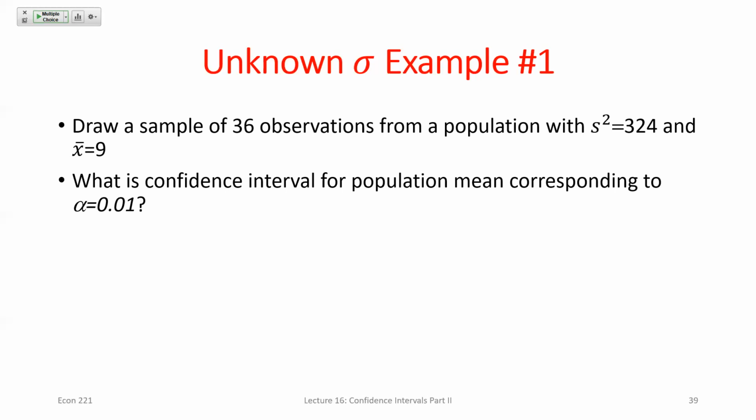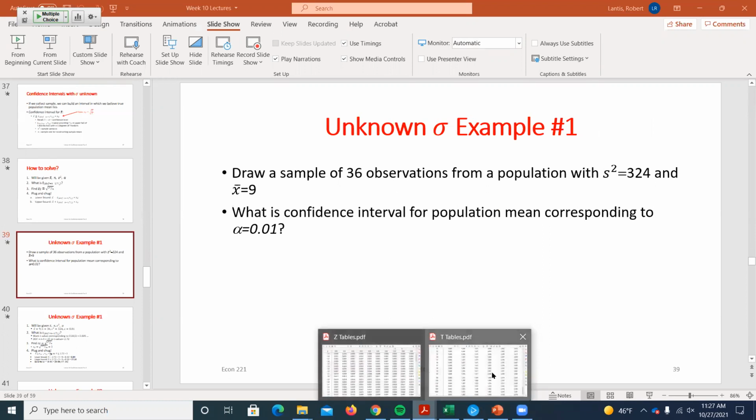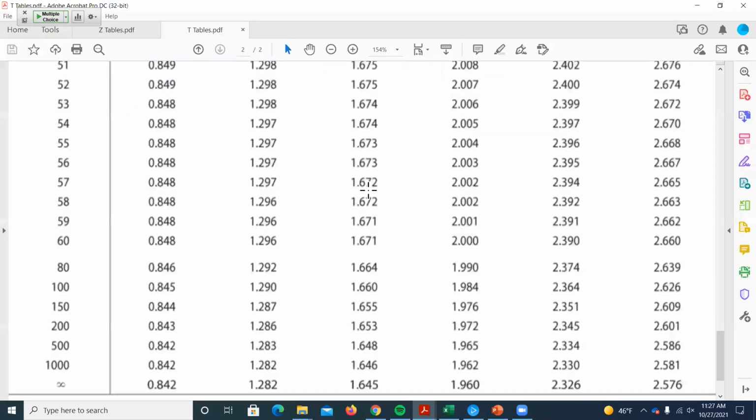So I go to that student t table, and for future classes, it would probably be beneficial, just like with a standard normal, to print that out if you want to have it in front of you. You can pull it up on your laptop or your phone or whatever, but if you want a physical copy to look at right in front of you, that might be helpful.